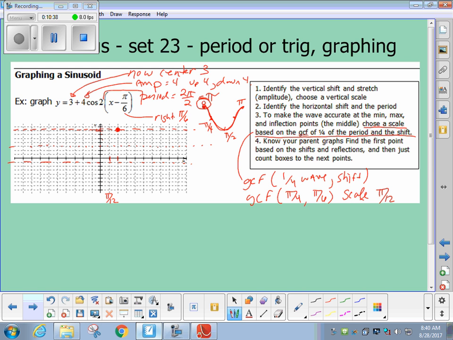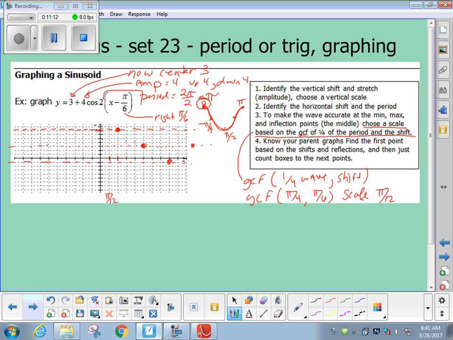Now, once you get good at this, you'll find that after that, with the scale, home free. Every quarter wave is pi over 4. How many boxes is that? 3. Okay. So from that point, you're just going to count boxes and put a dot. 1, 2, 3, center line. In another 3 boxes, where will it be? At the minimum. In another 3 boxes, where will it be?